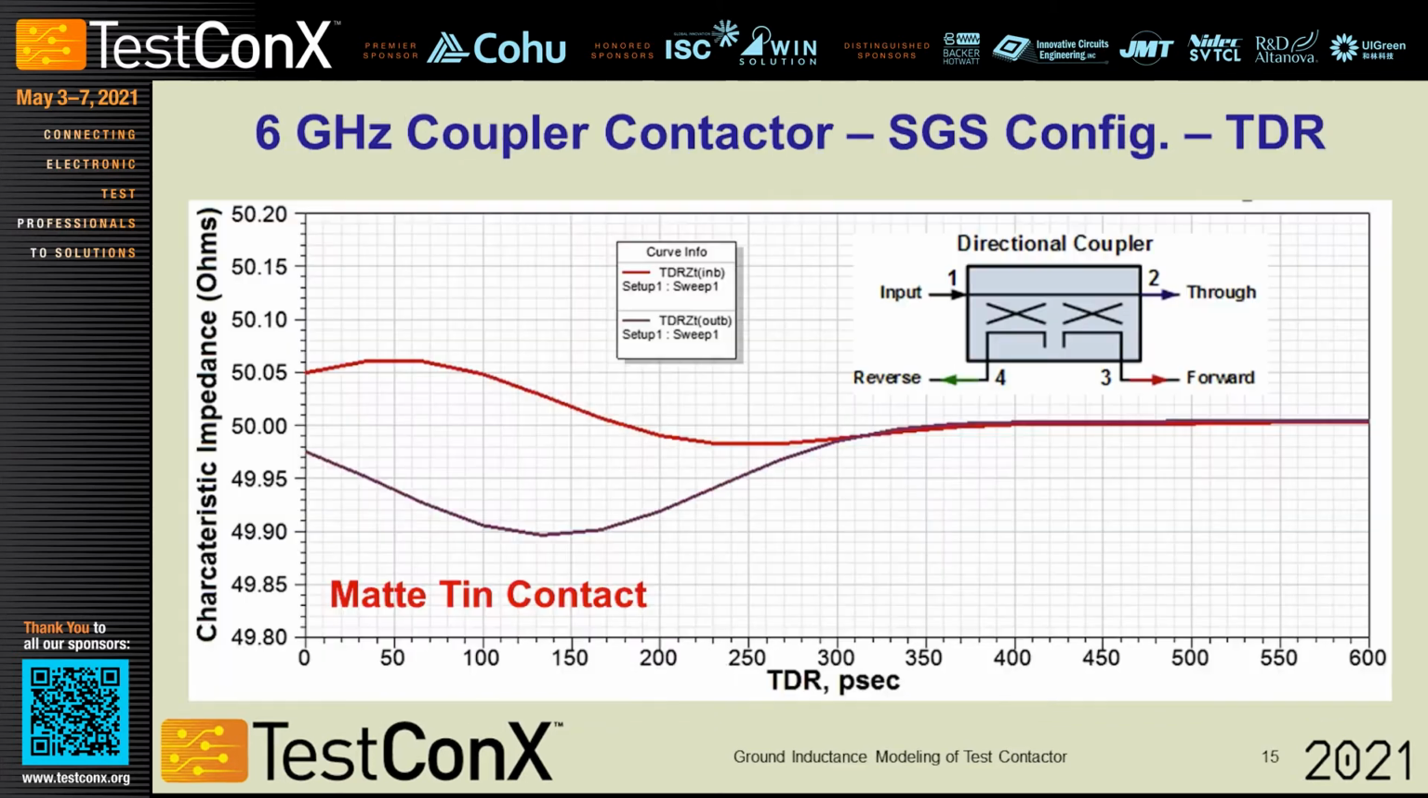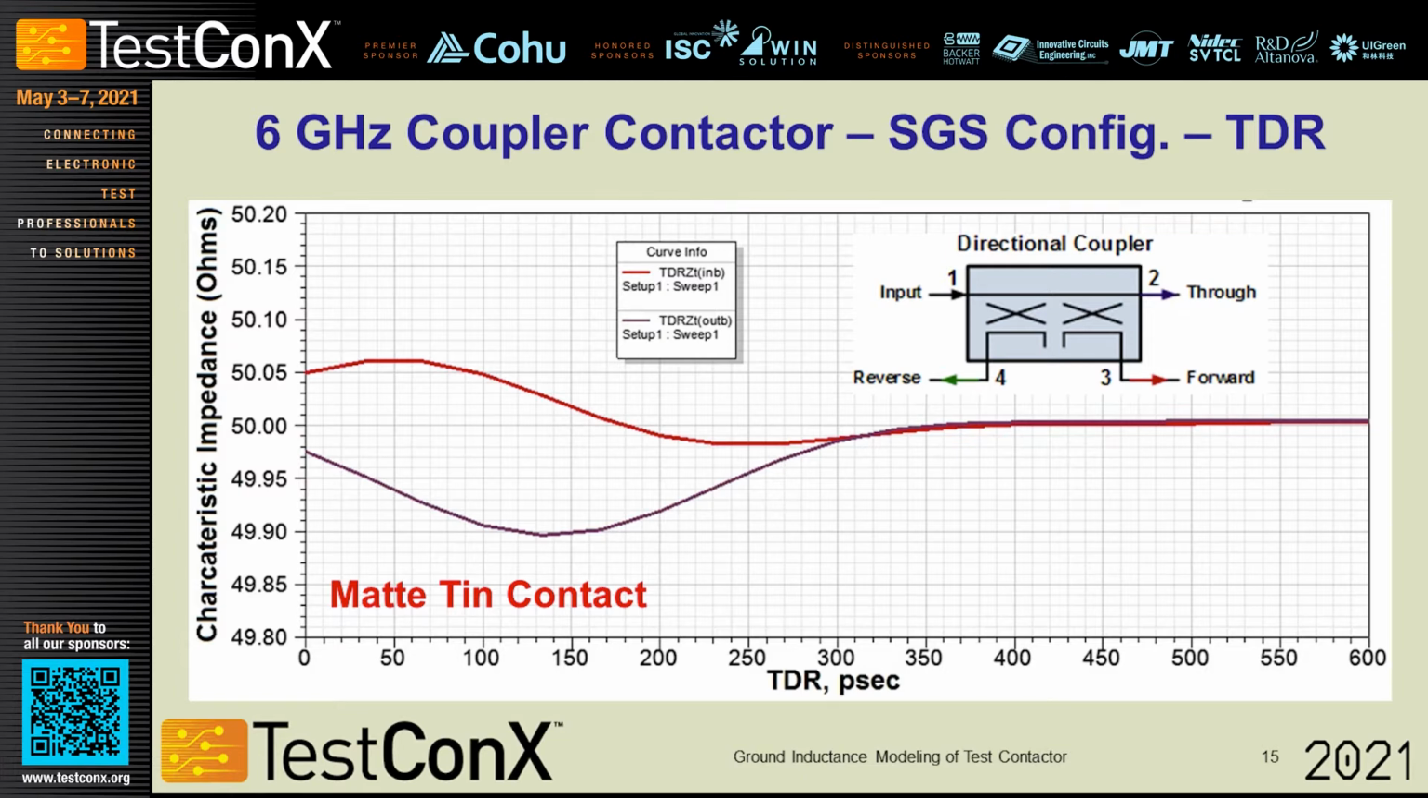Now this is that same, or a different coupler, I should say, in a signal ground signal configuration with the same contact, and you can see this slide shows the characteristic impedance, or a TDR plot. You can see that the impedance is well matched, as to be expected, because the return loss was so good in this band. It's basically 50 ohms plus or minus a tenth of an ohm in this case.